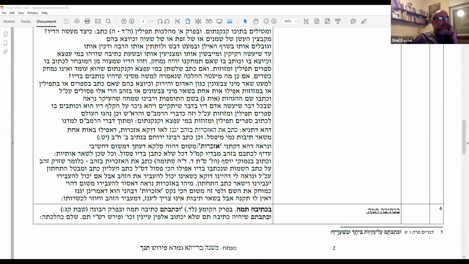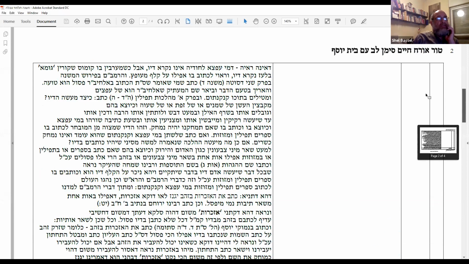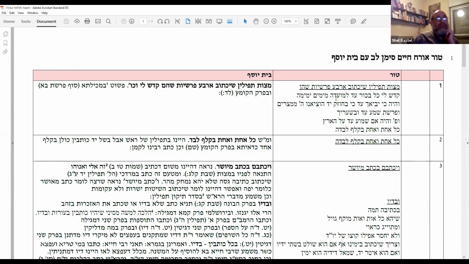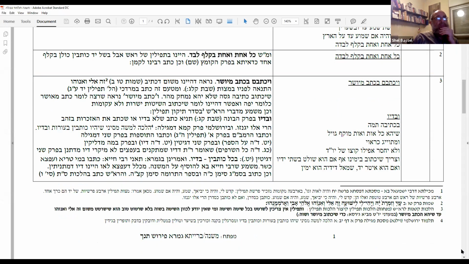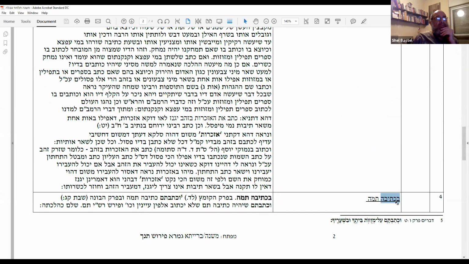Okay, in the Beit Yosef, we're up to here, B'chtivat Tamah. The Tur is just continuing from the beginning of the Siman, where he says, Mitzvah Tefillin Shichtov Arba Parshiyot She'en, and he tells us the Parshiyot, and then he starts to list various halachot that need to be followed when writing Tefillin. So one of them is this halacha that you have to write B'chtivat Tamah.